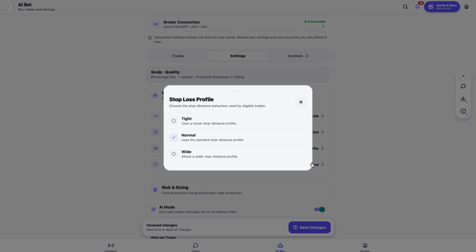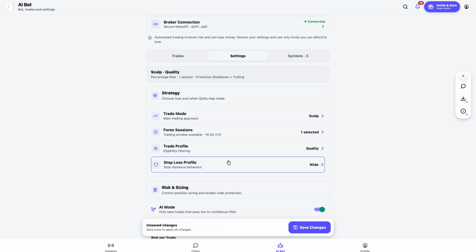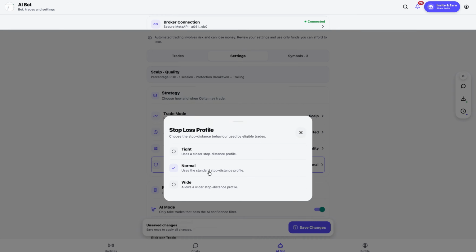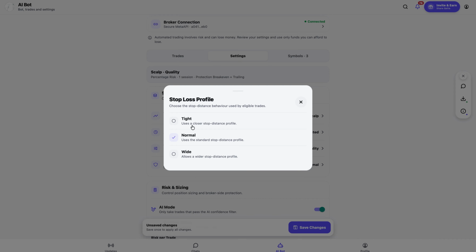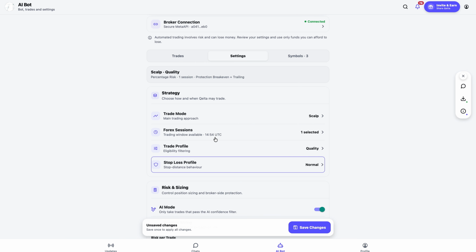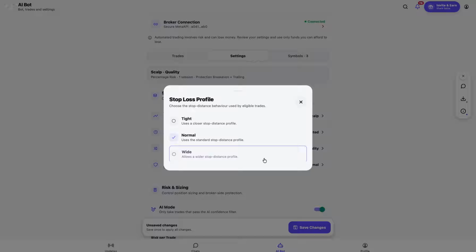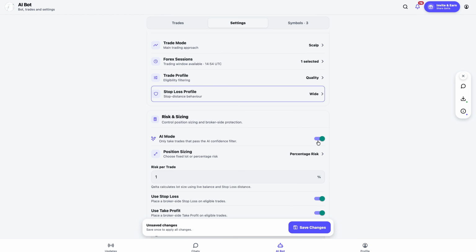A stop loss profile, either use normal or wide. I avoid using tight stop losses because most of the time you find that the price hits the stop loss, but then you find that Qelta AI Trading Bot got that direction right. Which means that you hit stop loss on trades which are supposed to be going to profit. So I'd rather use normal or wide. And please make sure that the AI mode is on.